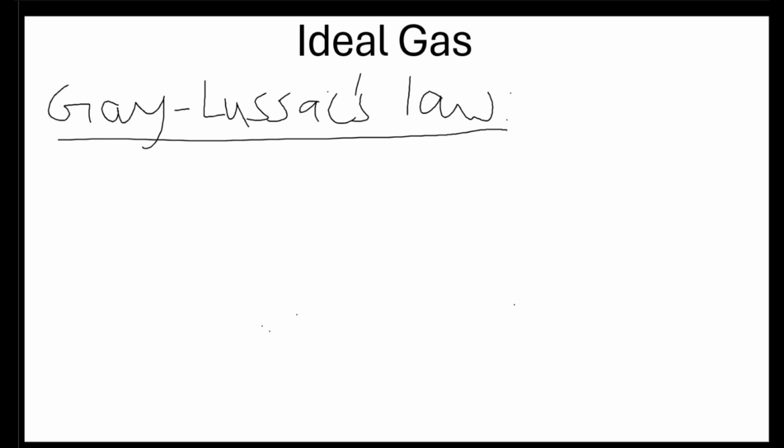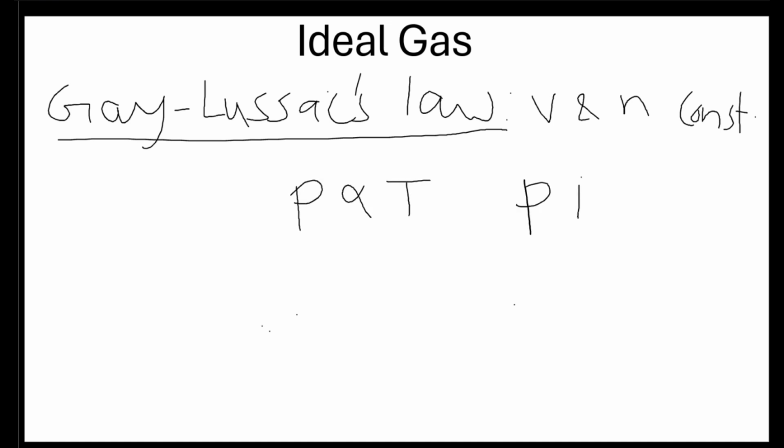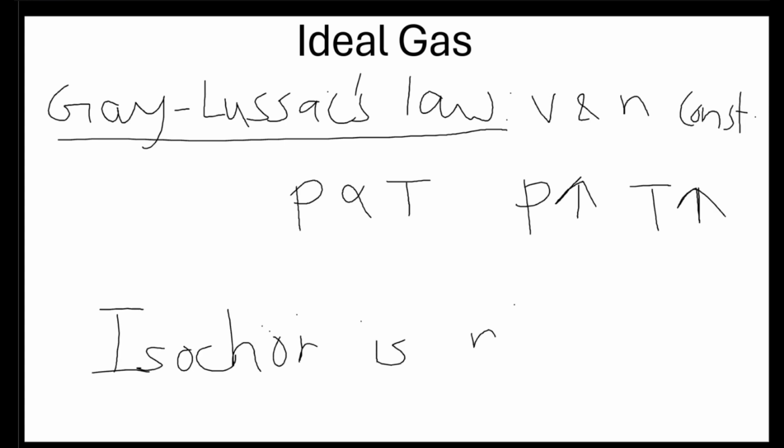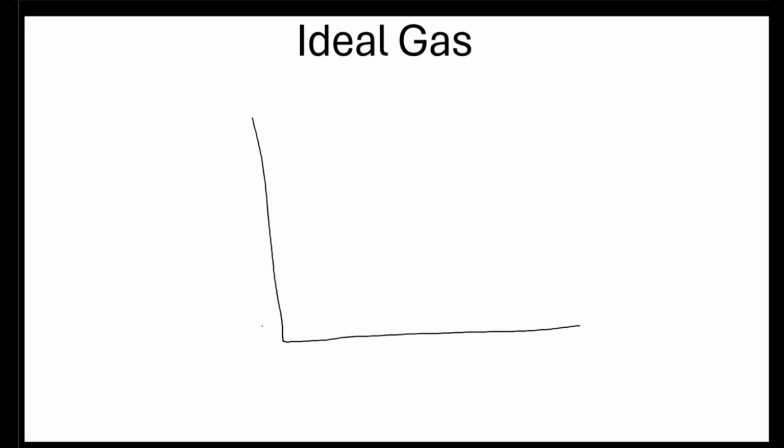This law is very similar to the previous law, but this time it tells us the relationship between pressure and temperature when volume and number of moles are constant. According to this law, when volume and number of moles are constant, pressure is directly proportional to temperature. That means if pressure increases, temperature will also increase, and we will notice isochor in the graph.